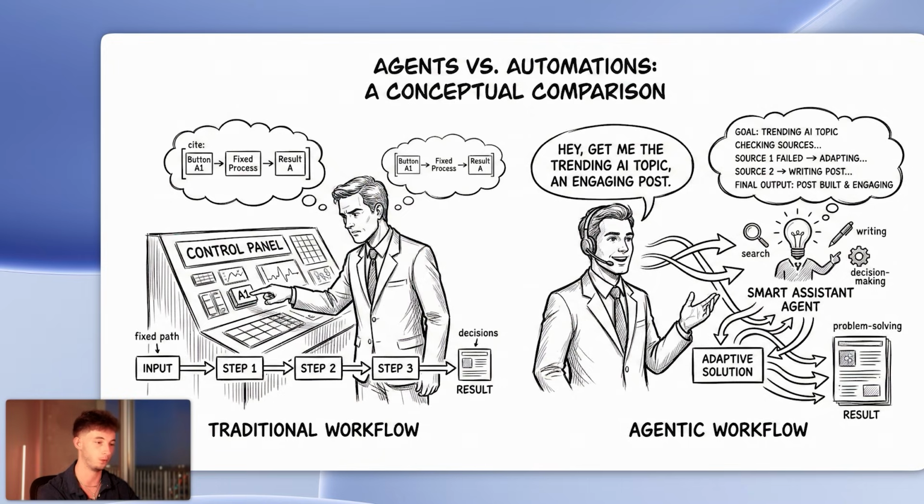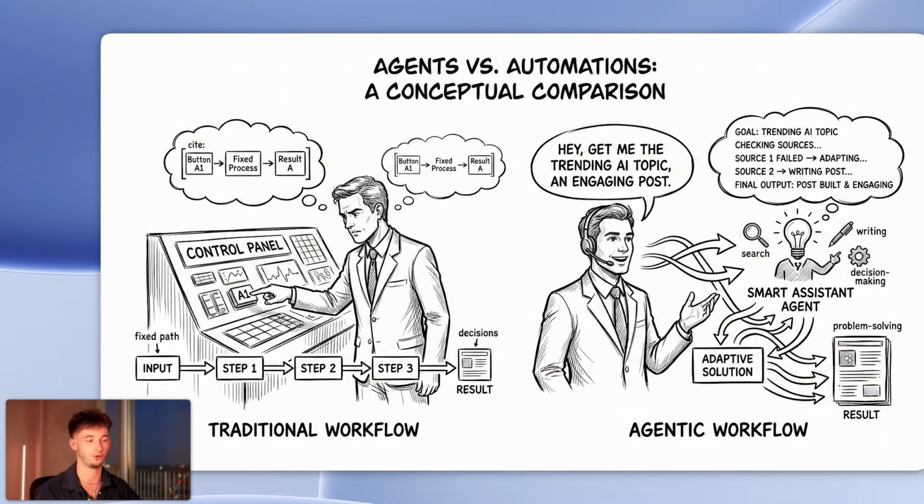Now, an agentic workflow is more so like hiring a smart assistant. So you can say, hey, go find me the most trending topic in AI this week, write me a social media post about it, and make it engaging. So you did not tell them specifically which websites to check. You didn't tell them to write the post. You didn't hand them a template. You gave them a goal, and they figured out how to get there on their own. And if the first source that they check does not have any good information, well, then they are just going to try another one. So they adapt and they make decisions.